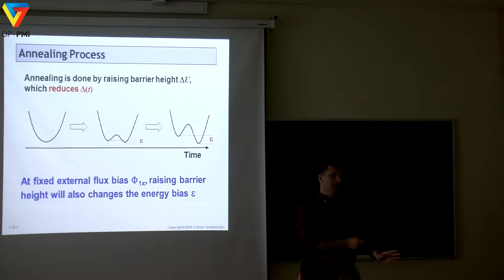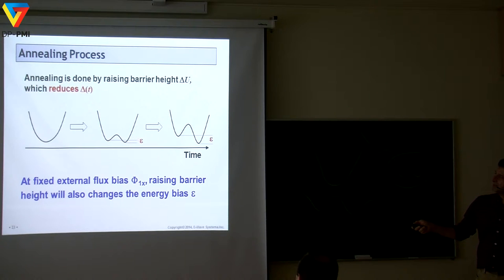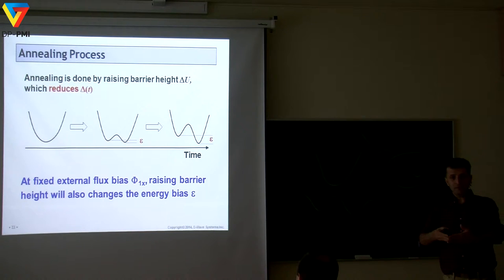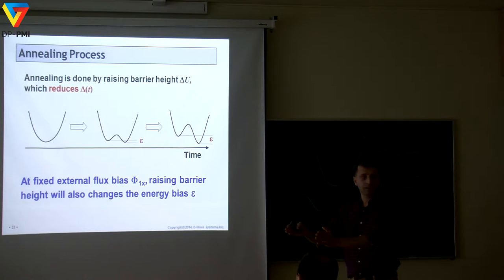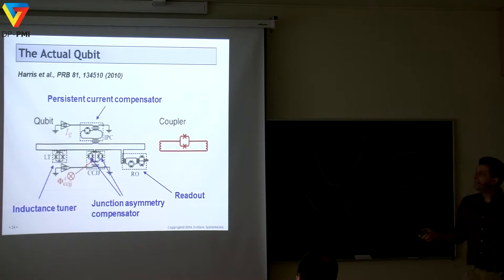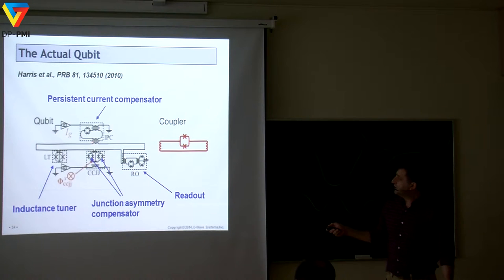I don't want to get into this. I don't want to confuse it. So what happens is, as I change the barrier, as I change this energy scale, I'm changing the persistent current. But it happens that the terms that I get for sigma z change differently than the terms that I get for the coupling sigma z term. And in order to make this change completely uniformly, I had to add a lot of other circuits. So the actual qubit is a lot more complicated than what I showed you. That's all I want to say. So what we do is, this loop is a qubit.